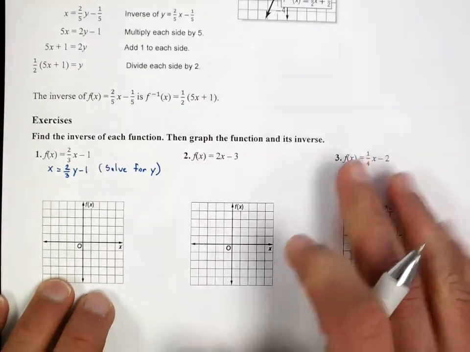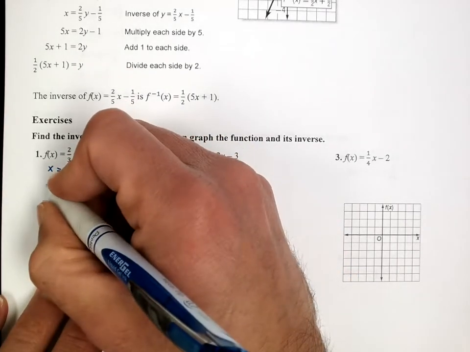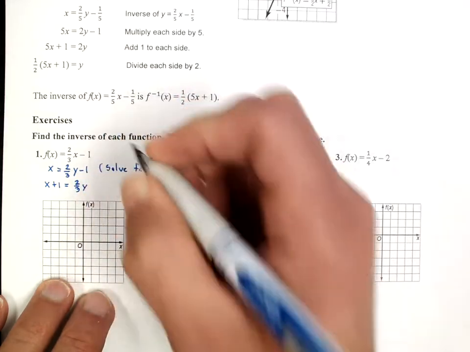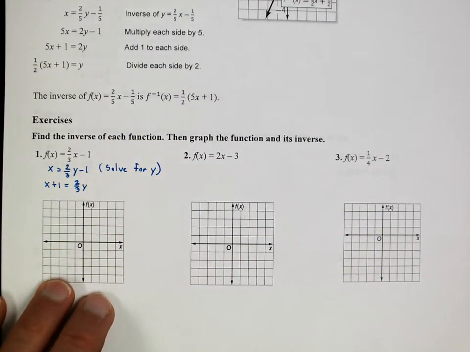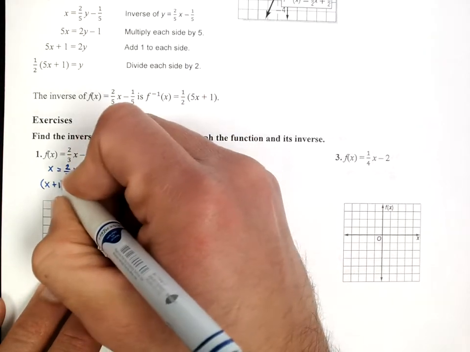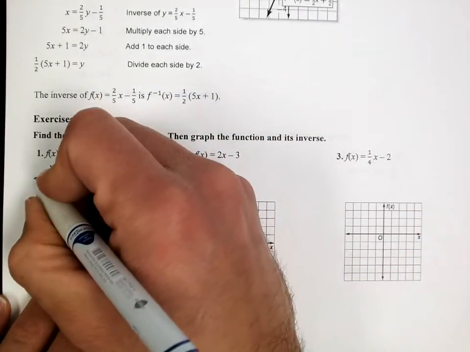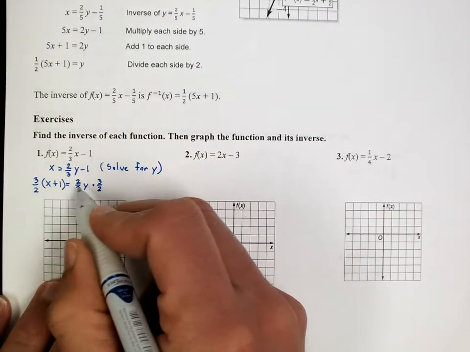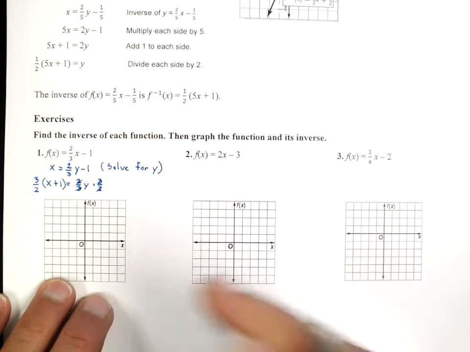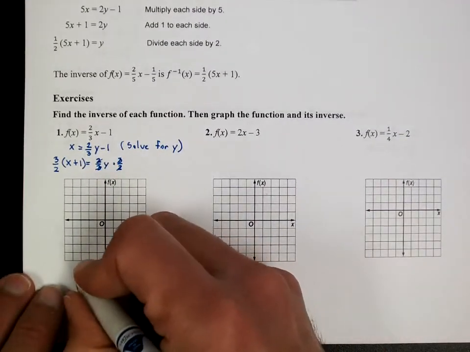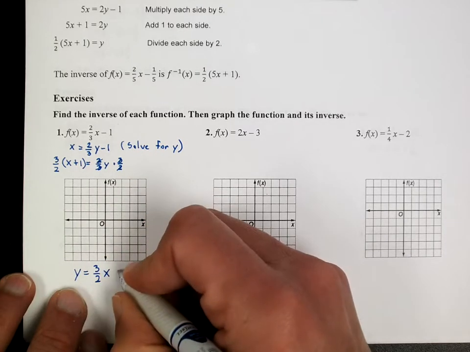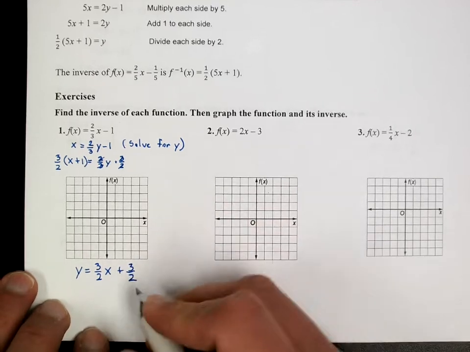Alright, so to solve for y, remember we're going to add 1. So we have x plus 1 is equal to 2/3 y. Now to get rid of the 2/3, I'm going to multiply by 3/2. If I do it to the right side, I have to do it to the left. Notice how I wrote parentheses, because you're going to multiply all of this times 3/2. This is going to cancel, which is what I wanted, so I have the y by itself. So the inverse of this function is y is equal to, if I distribute, 3/2 x plus 3/2, and remember 3/2 is the same thing as 1.5.